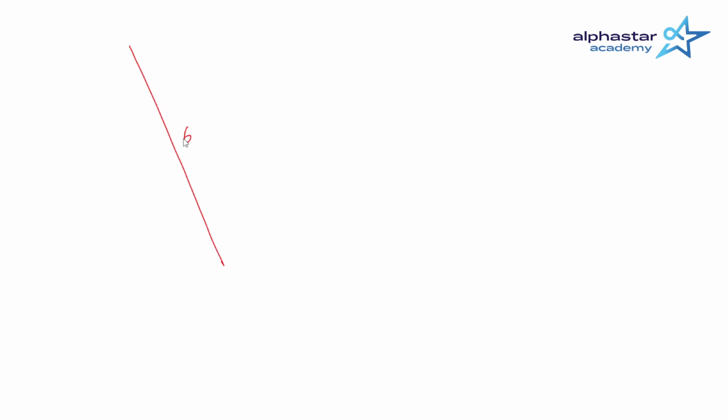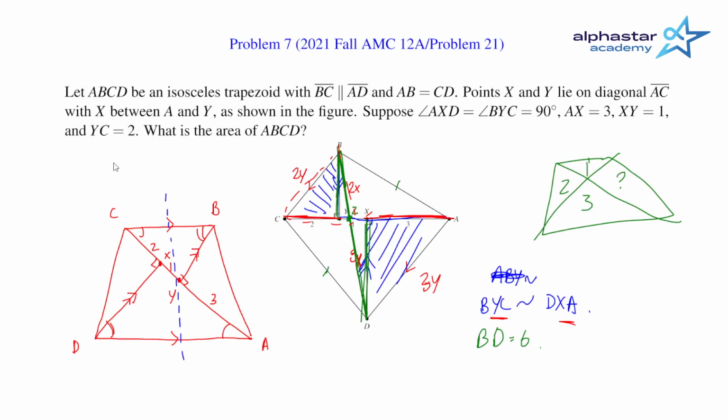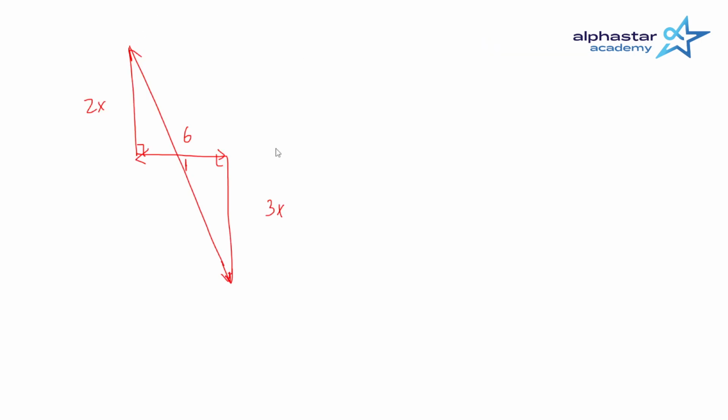We know that we have some interesting lines here. We know that this is 2x and this is 3x. These are right angles, and the total length of the diagonal here is 6, and the total length of here is just 1, right? So how do we solve for x? If we solve for x, we can solve for everything else in this trapezoid. So basically, we're just trying to solve for that specific value.